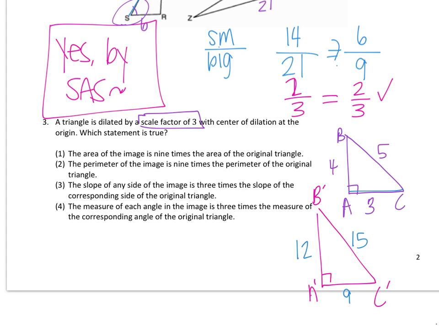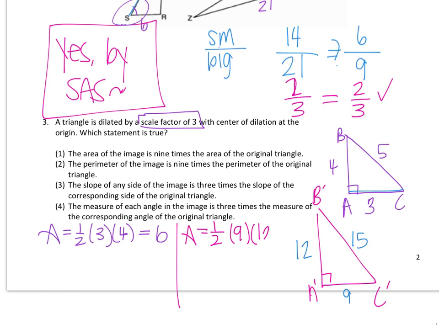It says that the area of the image is 9 times the area of the original. So we have to calculate the area of my purple triangle. 1/2 base times height, 3 times 4. 3 times 4 is 12. Take a half of that and we get 6. Then do the same thing for my other triangle, my pink one. Area equals 1/2 times 9 times 12. So 1/2 of 108, which is 54. Now if we think about how to get from 6 to 54, we do in fact have to multiply by 9. 6 times 9 is 54. So number 1 is true.